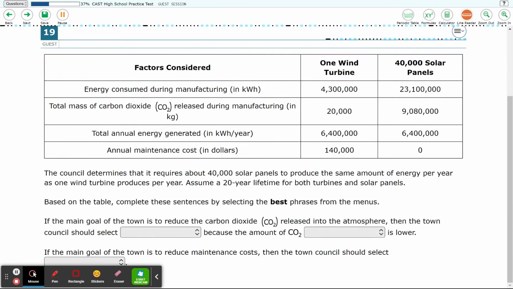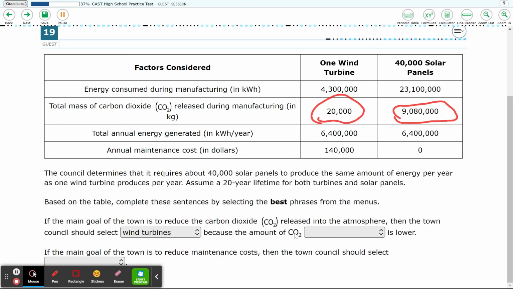First, if our goal is to reduce the carbon dioxide released, then the town should select, well, we can see right here, carbon dioxide released during manufacturing. Solar panels are 9 million. The wind turbine is 20,000. 9 million is clearly more than 20,000. So they should select the wind turbine. That way they'll only produce 20,000 kilograms of carbon dioxide as opposed to 9 million kilograms of carbon dioxide.